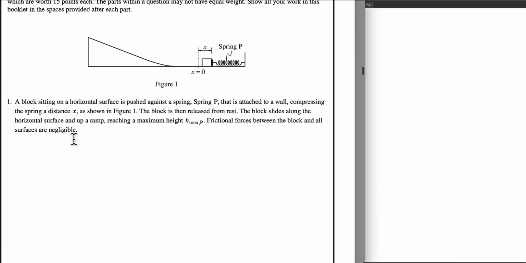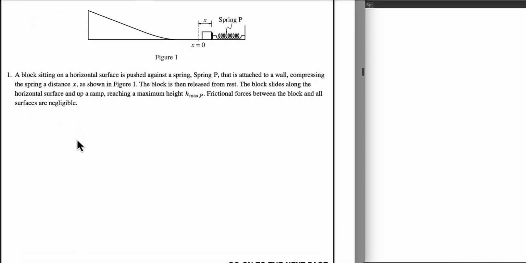All right, so now let's look at the question first, and then we'll talk about how to solve it. A block sitting on a horizontal surface is pushed against a spring. This spring is called spring P, attached to a wall, compressing the spring a distance x, shown in the picture. Here's the origin of the coordinate system, that's the x equals 0 position. Right now the block is compressing the spring to the right side, a distance x. The block is then released from rest.